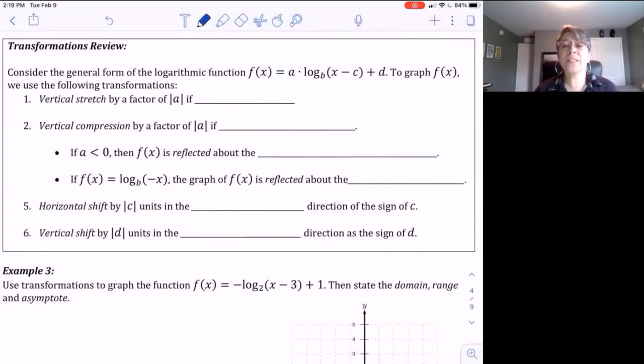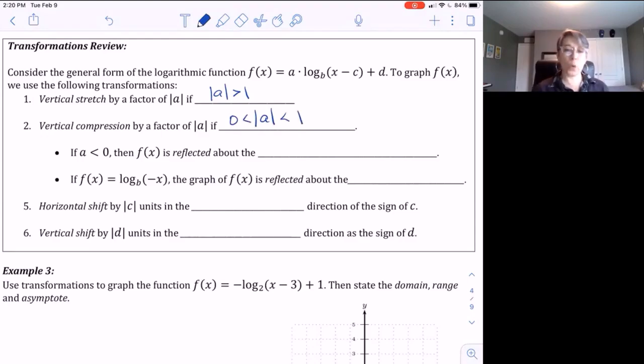Now we have transformations, and again, transformations haven't changed. They just look different because they're now in a logarithm. That a that's being multiplied by the parent function, the logarithm in the front, is still a vertical stretch. So it is a stretch if that absolute value of a is greater than 1. It's a compression if that absolute value of a is between 0 and 1.